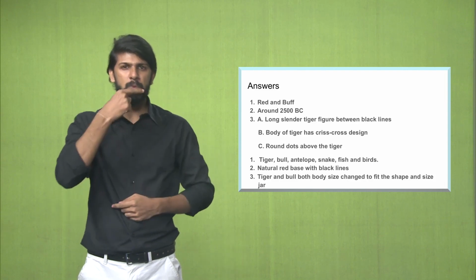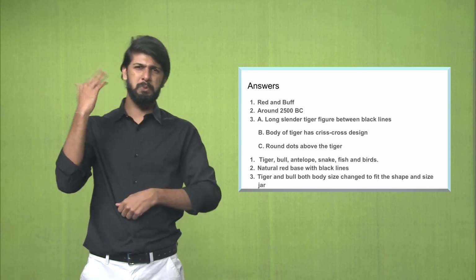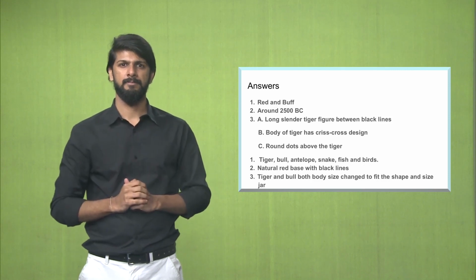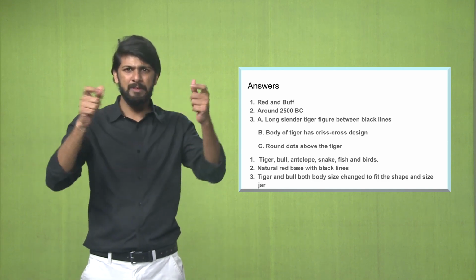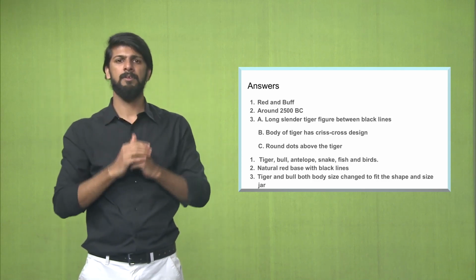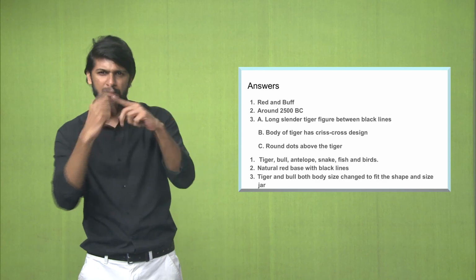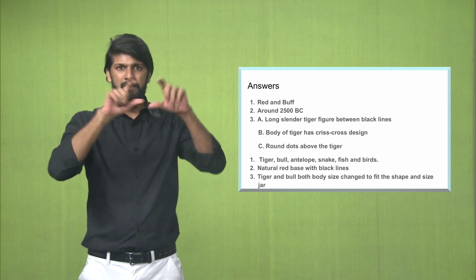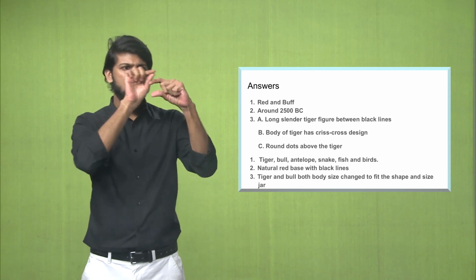The answers: the base colors of Harappan pottery are red and buff. The earliest pottery was found somewhere around 2500 BC. Answer number 3. The first point is the long slender tiger figure between black lines. Second point, body of the tiger has crisscross design. Point number 3, round dots above the tiger figure.